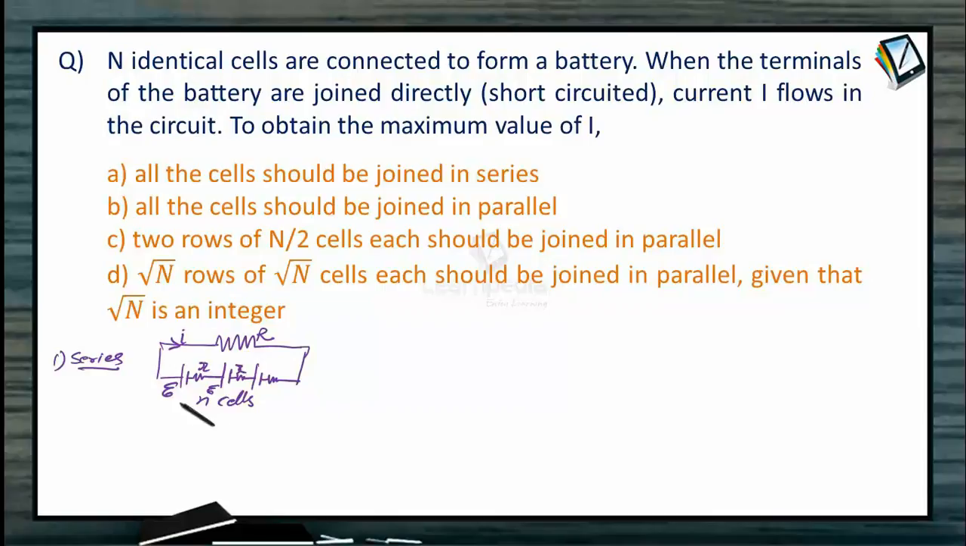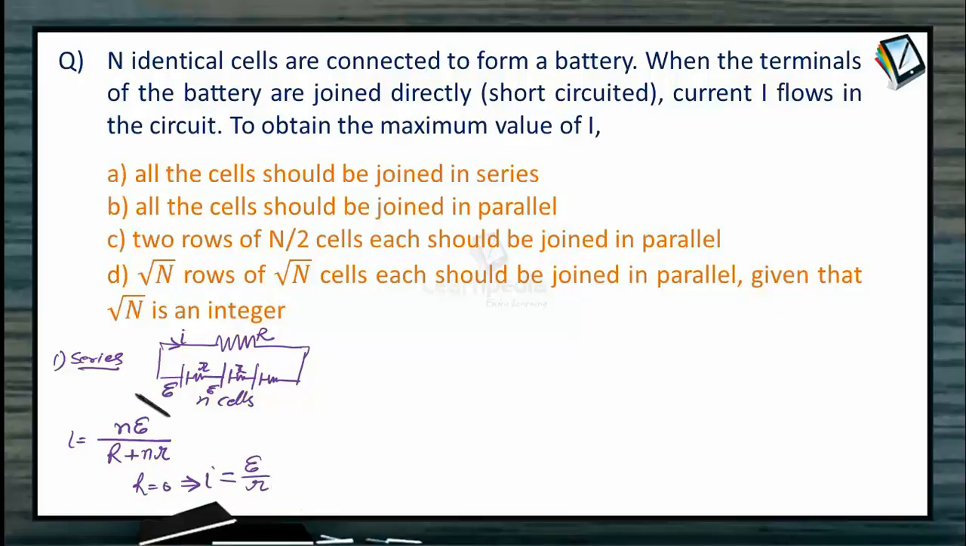If there are N cells, we can see that total EMF of the circuit has become NE, and total resistance you can see is capital R plus N times small r. So this will be the current in the circuit when these cells are connected in series. And in this case, since it is short-circuited, means there is no load resistance, means capital R is equal to 0. So capital R equal to 0, that means I in this case has become equal to E divided by small r. That means it is the same as the current drawn from a single cell.